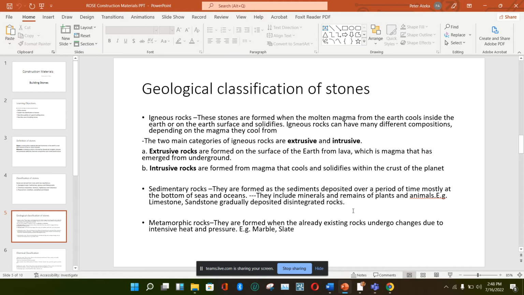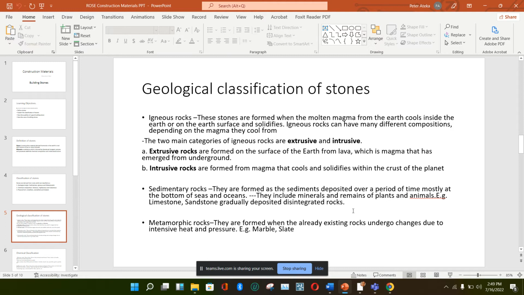The other one is the sedimentary rocks. These rocks are formed when sediments deposited over a period of time, mostly at the bottom of seas, disintegrate. When these sediments disintegrate, it leads to the formation of sedimentary rock. Examples of sedimentary rock are limestone and sandstone.